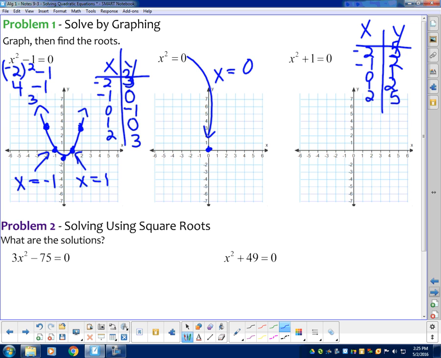So if I plot these points, I have negative 2, 5. I've got negative 1, 2. I've got 0, 1. I've got 1, 2. And then I've got 2, 5 up here. Notice that the parabola does not ever cross the x-axis right here. Here's the x-axis right down here, and it does not ever cross it. So therefore, we say this has no real roots, because the parabola does not cross through the x-axis like it did on the first example.